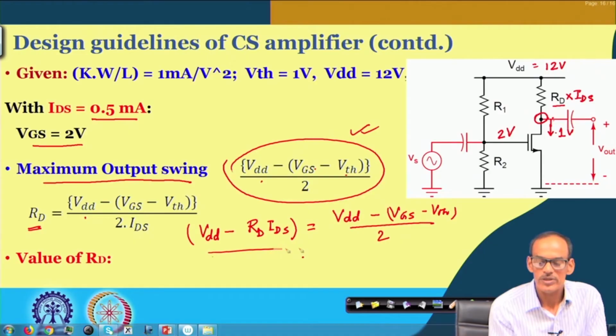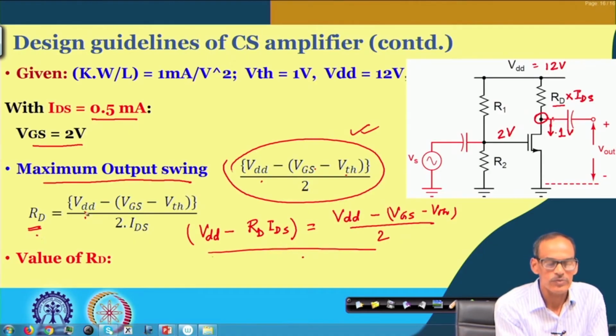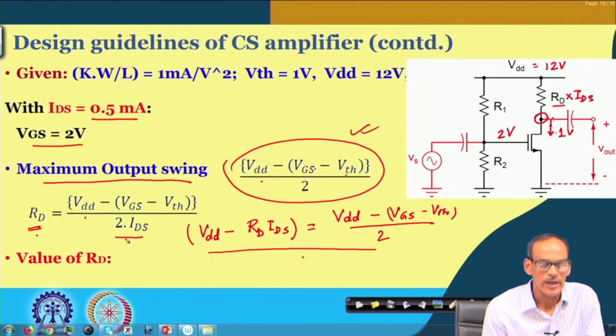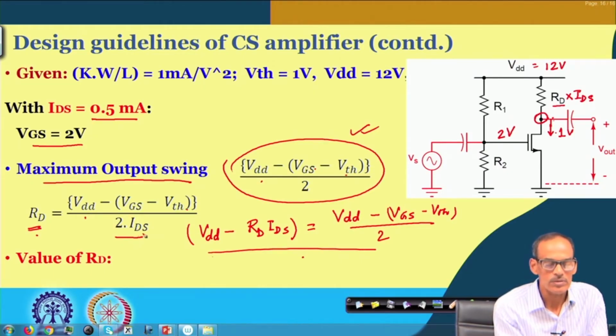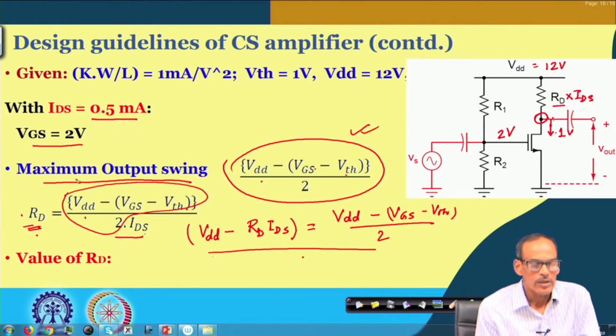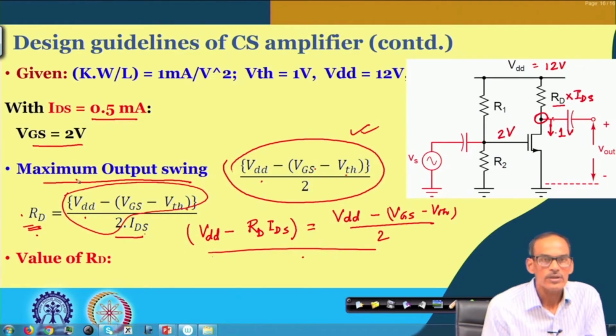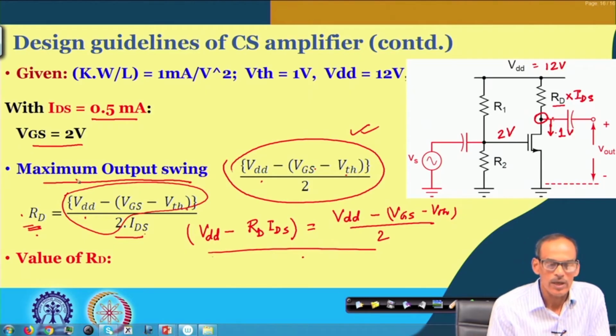So, from this equation we can get R D equals V D D minus V G S minus V T H by 2 times I D S. In fact, this is simple. We simply take the I D S here, and whatever the drop we are getting, it should match with this part. And so, that gives us the corresponding value of R D. So, let us see what is the value we are getting using this equation.